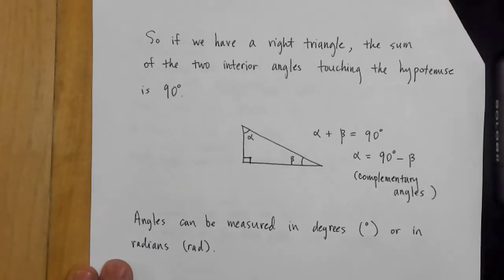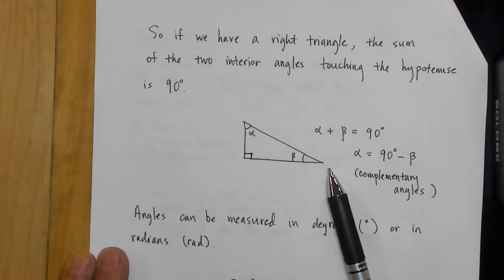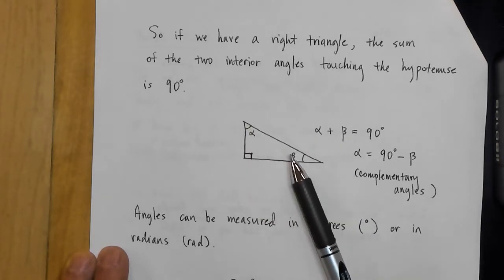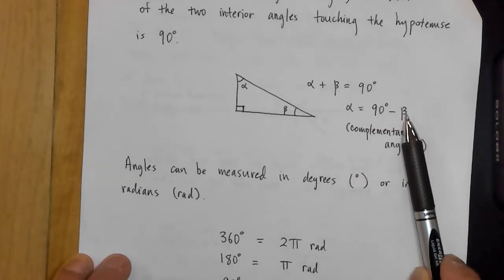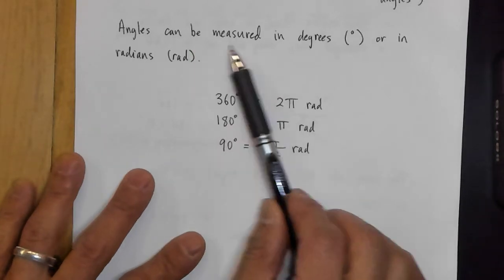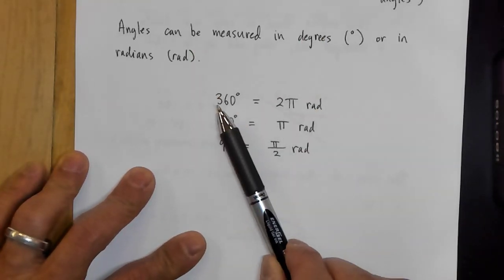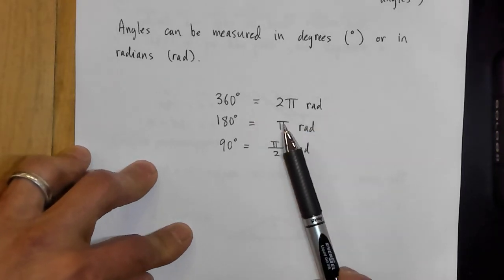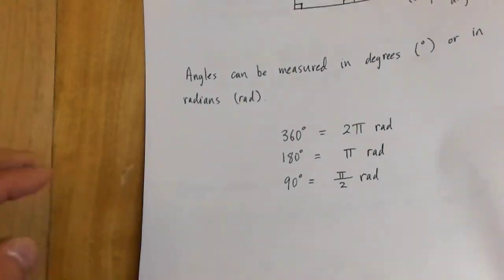And then if we have a right triangle, meaning one of the angles is 90 degrees, the sum of the other two must be 90 degrees. So alpha plus beta must be 90. And then we say alpha is 90 minus beta. They're complementary angles. We can take angles in degrees or in radians, so 2 pi radians is a full circle or 360 degrees. Pi radians is 180 degrees. Pi over 2 is 90 degrees.